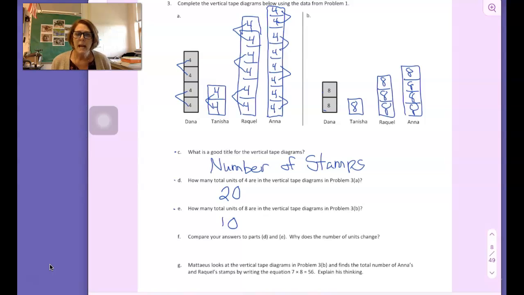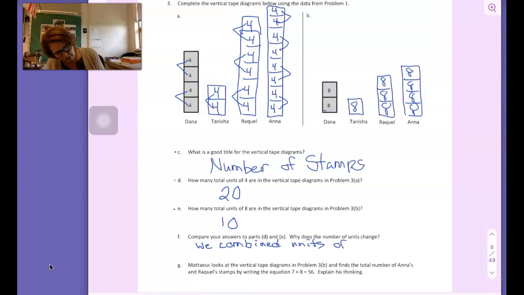Letter F says, compare your answers to parts D and E. Why does the number of units change? So why do we have fewer units in our tape diagram B? It's because we combined units of 4 in letter A.